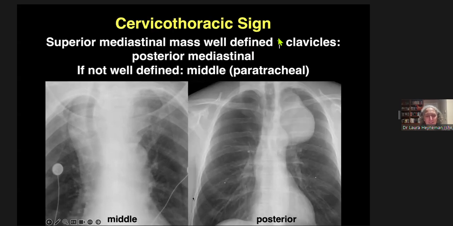So here it is, cervicothoracic sign. I think a positive cervicothoracic sign is actually where it is ill-defined above the level of the clavicles with a poorly defined lateral border, putting it in the paratracheal middle mediastinum, or, you know, if you want to just call it the paratracheal superior mediastinum, that's fine too. If it has a well-defined border above the level of the clavicles, then it places it in the posterior superior mediastinum.